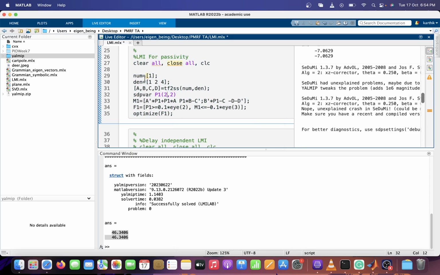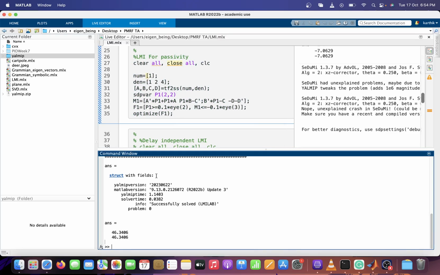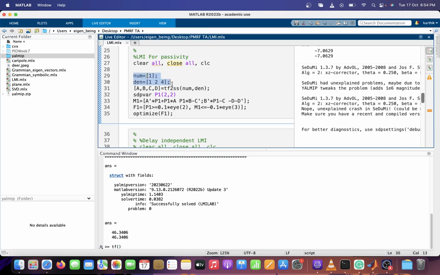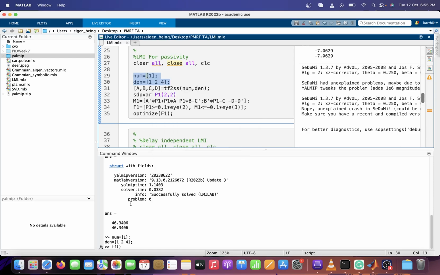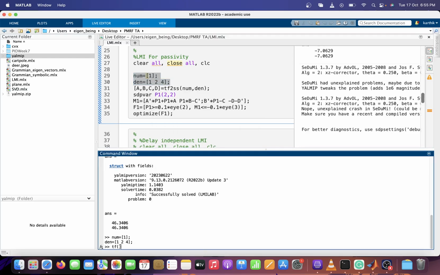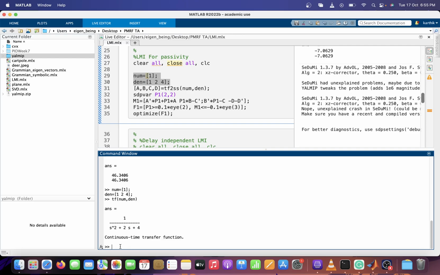So it's the same way. I have defined a transfer function. If I just run this, TF of numerator comma denominator, I will get a transfer function 1 by s square plus 2s plus 4.